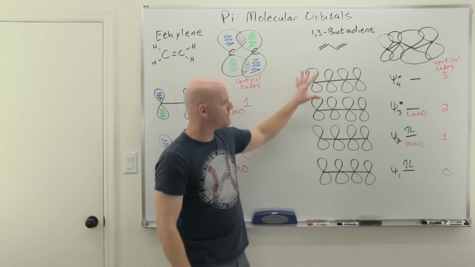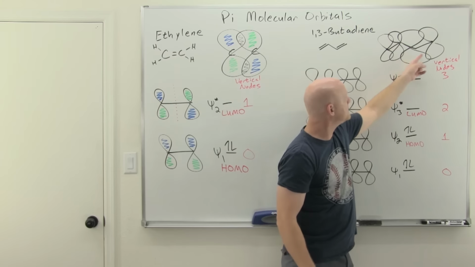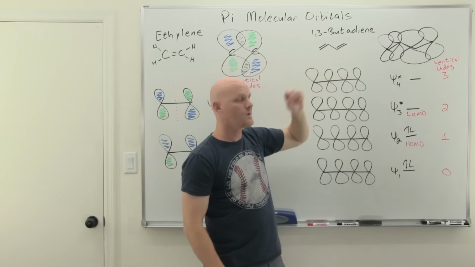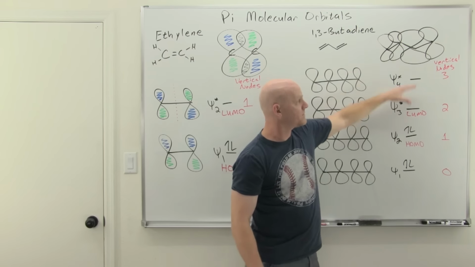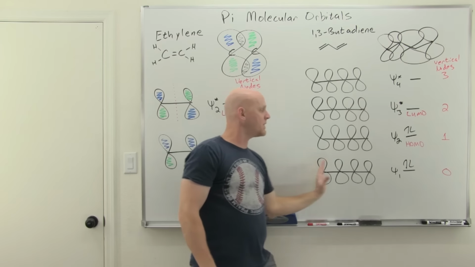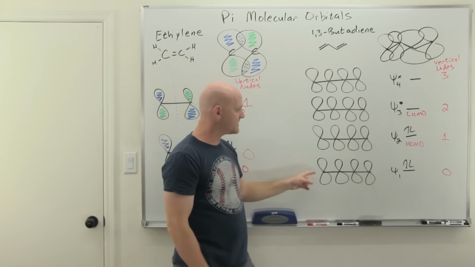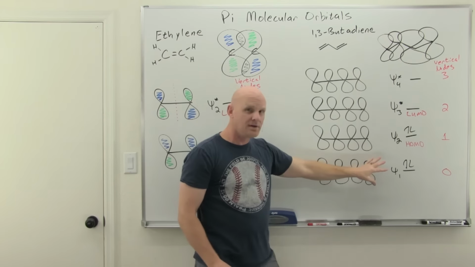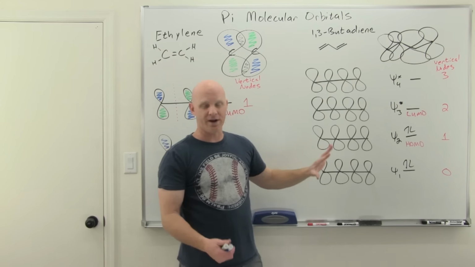All right, so I've set up the framework here for each one of these. Because there are 4 overlapping p orbitals in our conjugated system, we have 4 molecular orbitals we need to draw, and each of those 4 will be represented as coming from 4 overlapping p orbitals. So again, this represents one big molecular orbital, but we're representing it by the 4 p orbitals that actually overlap to create it.